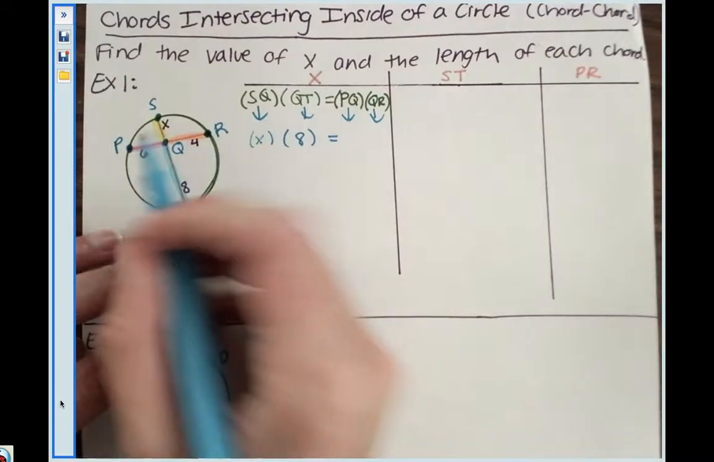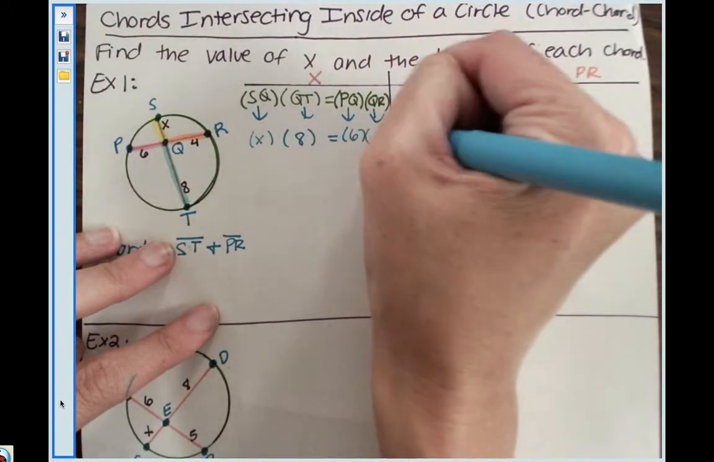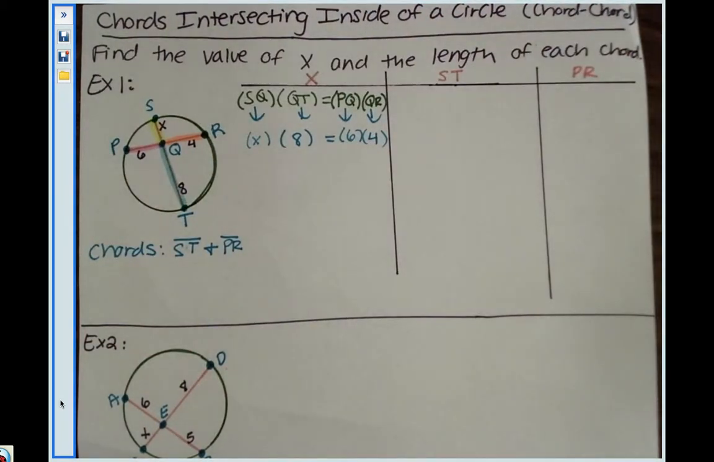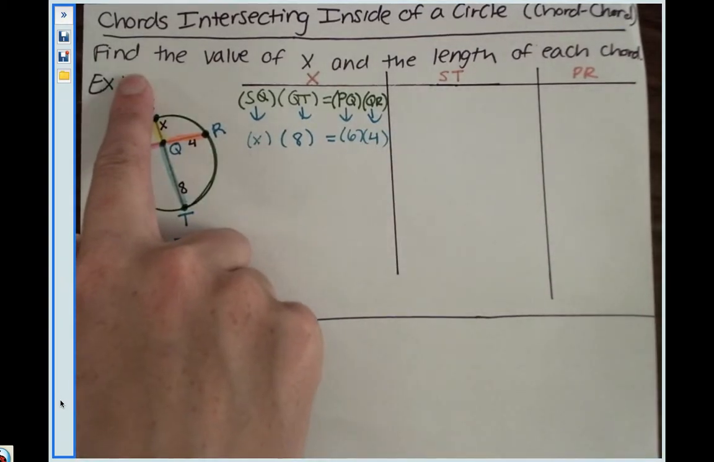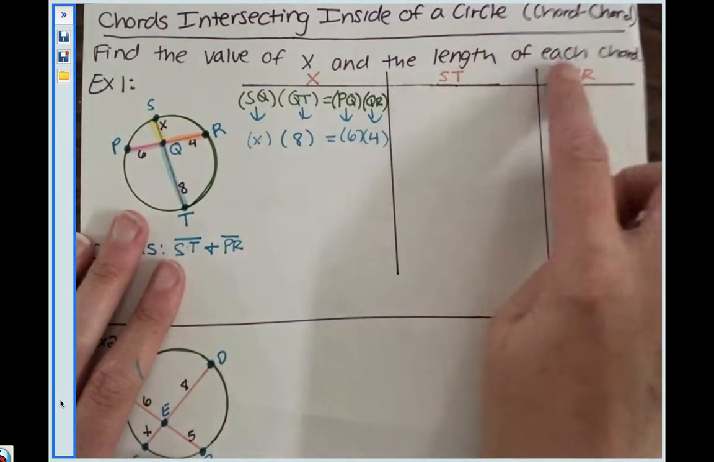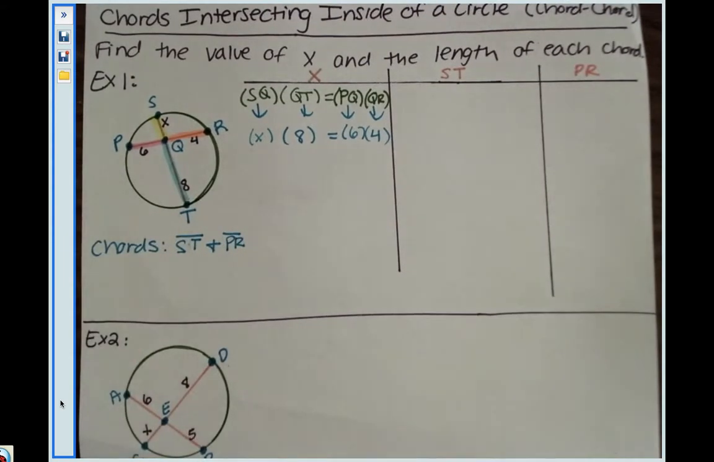And that will equal PQ, which is 6, times QR, which is 4. All right, let's start multiplying, you guys. Oh, and also, I forgot to read the directions at the start. Sorry, guys. The directions say to find the value of X, which is what we're currently doing, and then the length of each chord. So I'll be finding the length of ST and PR when I get done. All right, let's get to multiplying.